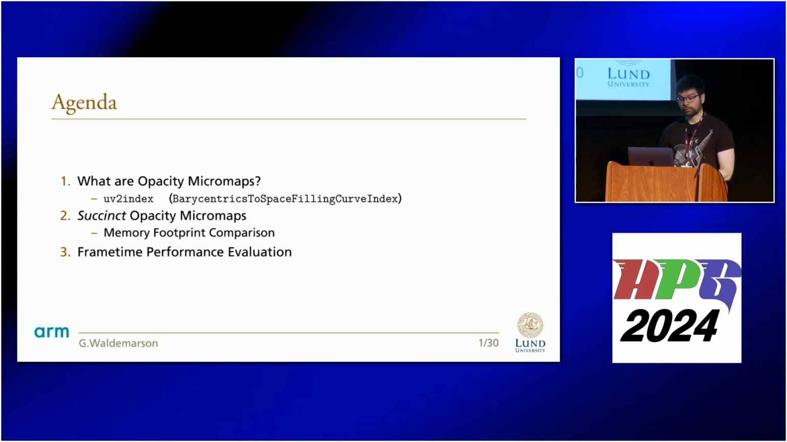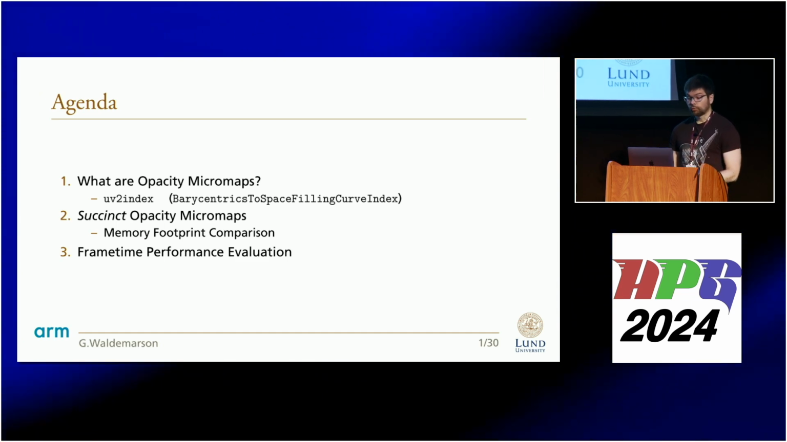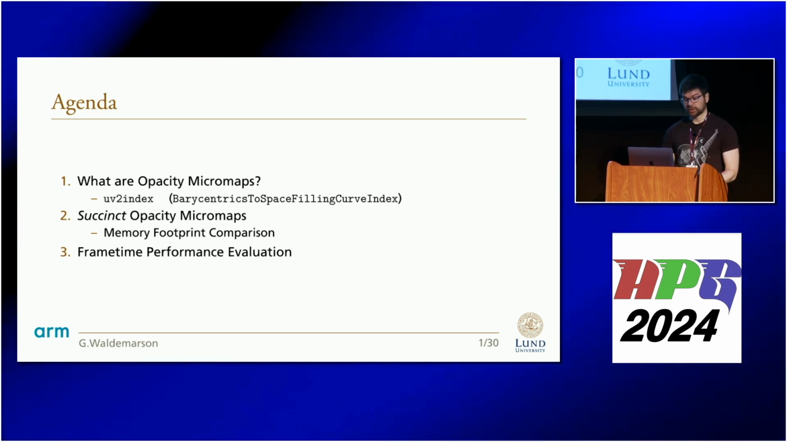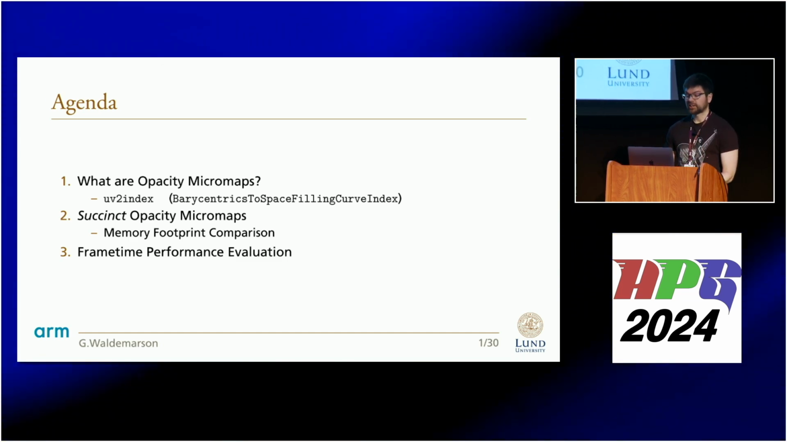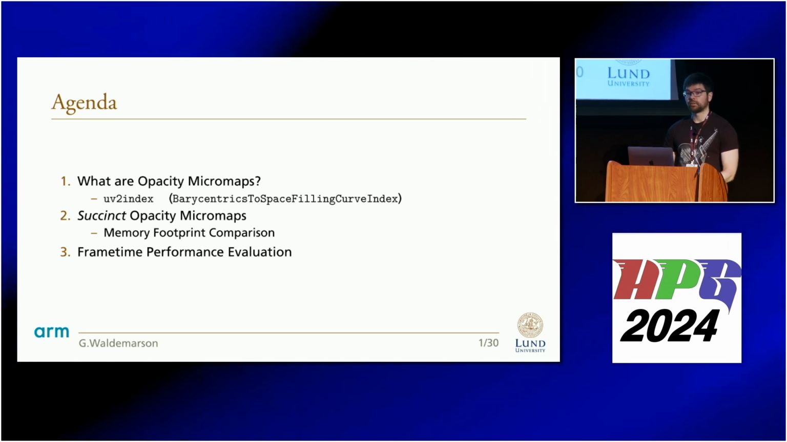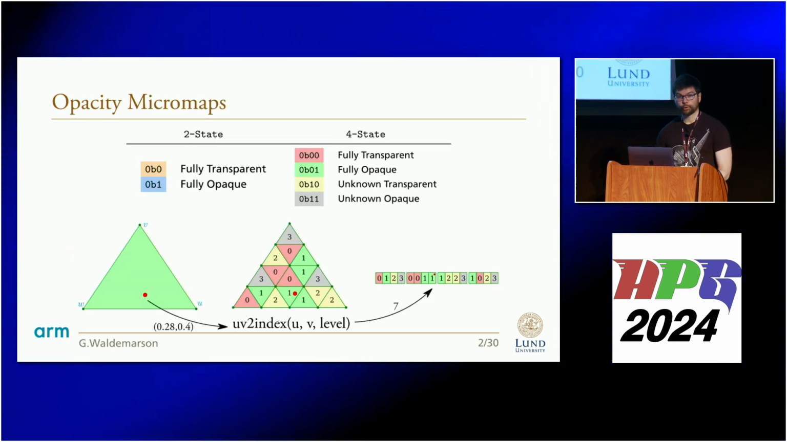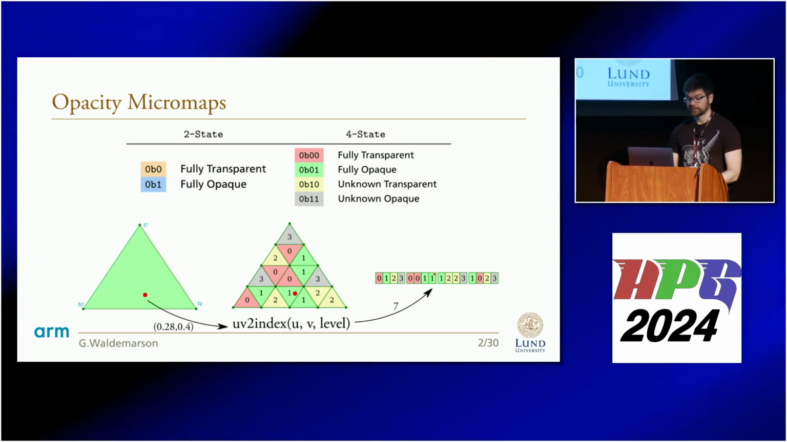Then we will round things off with a frame time performance evaluation of the above format, as well as many other formats used to perform opacity testing, including the official micromap formats that are now accelerated on hardware on modern NVIDIA GPUs. But without further ado, let us jump straight into the topic and talk about the micromaps themselves.